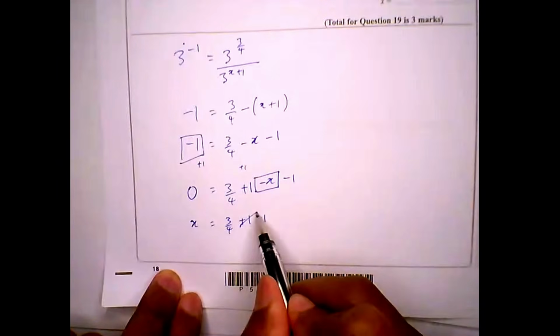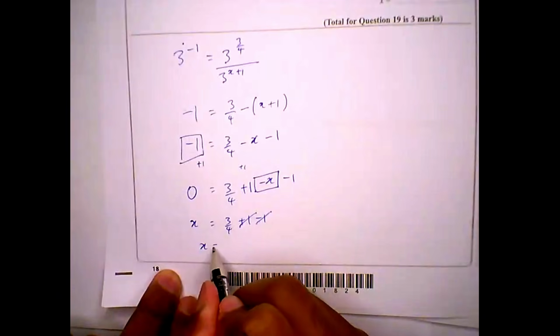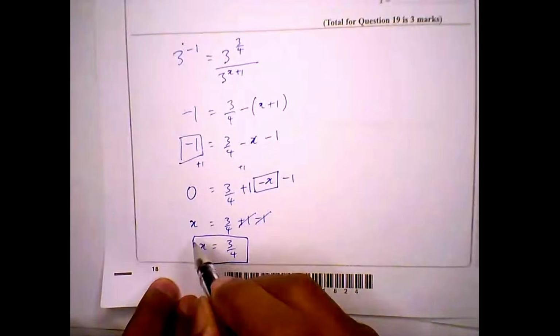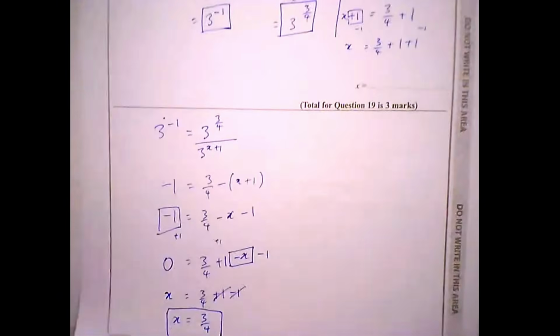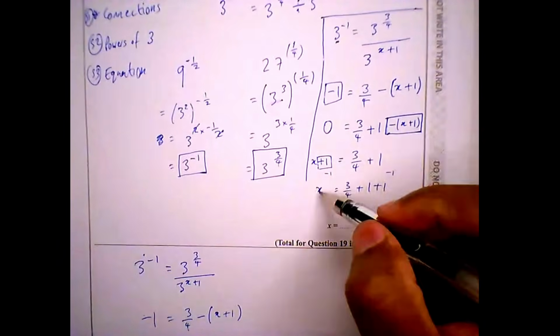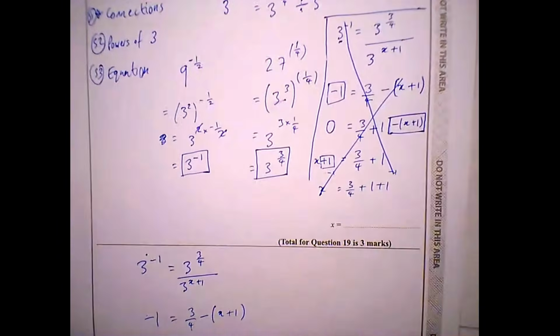And you can see the 1's cancel out. x equals 3 over 4. Okay, so that is my final answer. All right, and so just be careful with this bit here. You can see the negatives and everything has messed it up a little bit for me.